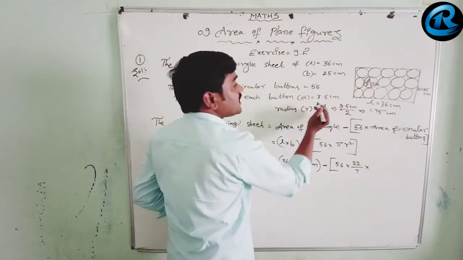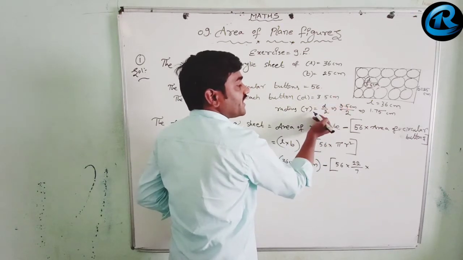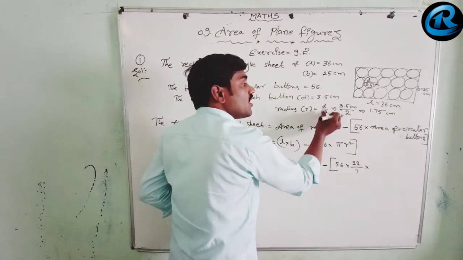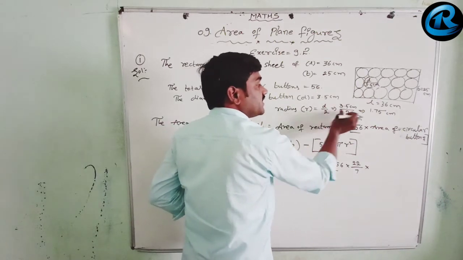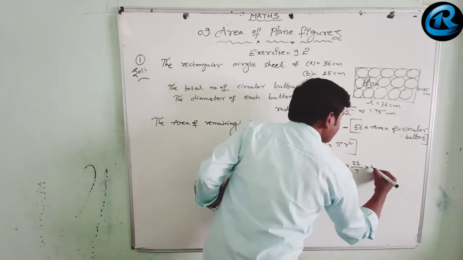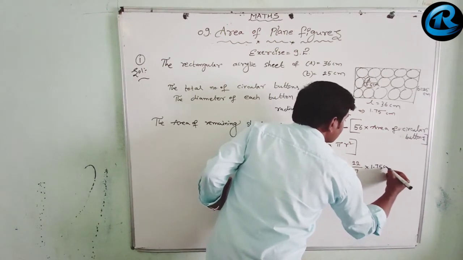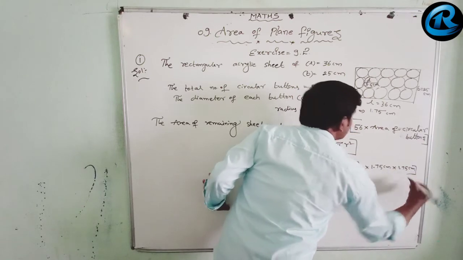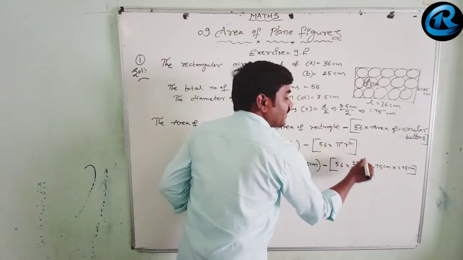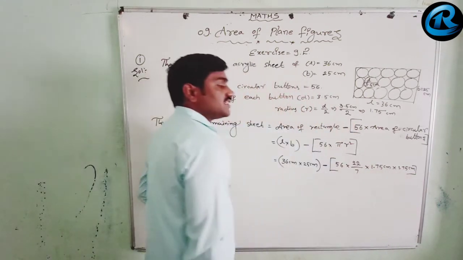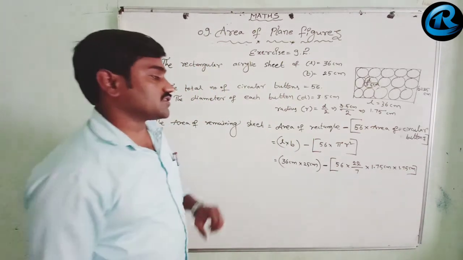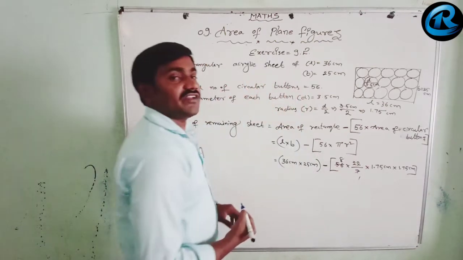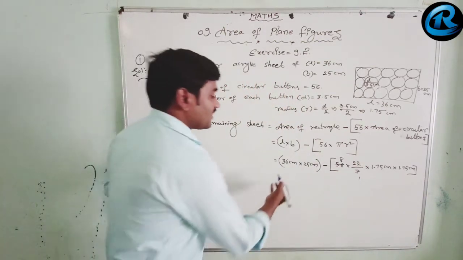What is the radius? Here the diameter is 3.5. So the radius is half of the diameter, that is 1.75 centimeters into 1.75 centimeters. Why have I written it 2 times? Because it is r square. So r into r is r square. 7 1s are 7, 7 8s are 56. So let us multiply here.